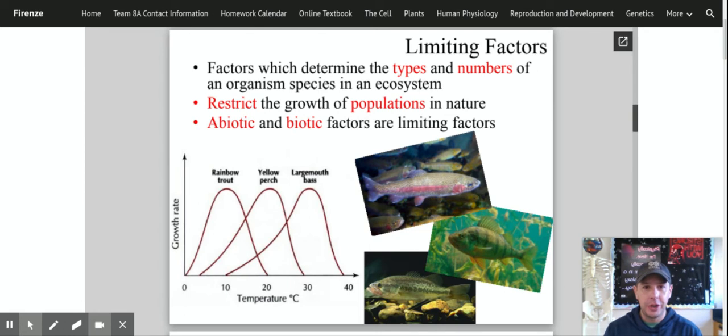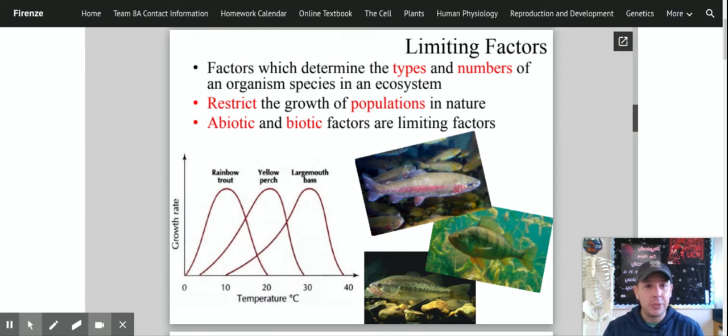All right, today we're going to start talking about how the populations of organisms living in an environment are restricted. Why don't the populations just explode infinitely? I don't even know if that's a word. But why don't the numbers of animals, human beings, deer, or fish living in an area just explode? And that's due to something called limiting factors.